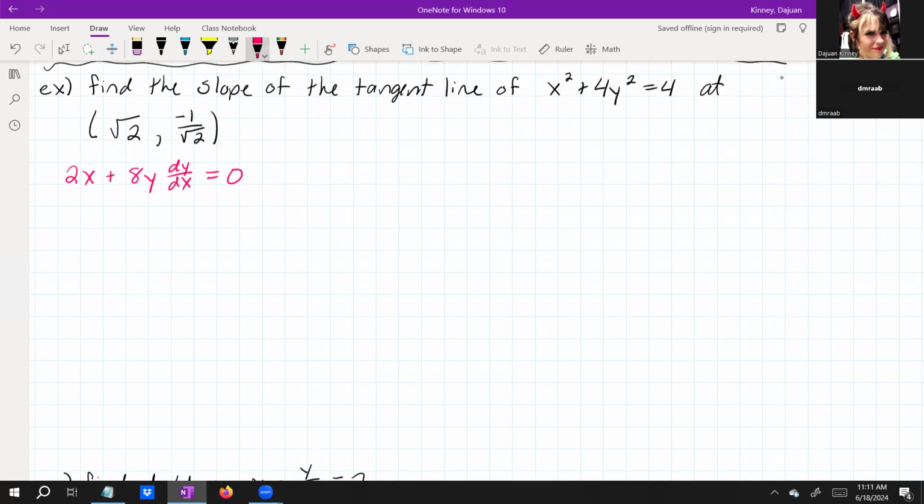Now, the derivative's done. We could solve it for dy/dx, or I could just plug things in and solve it that way. It's the same regardless of what we do. So I'm just going to plug it in. I get 2 times root 2 plus 8 times negative 1 over root 2 dy/dx equals 0.